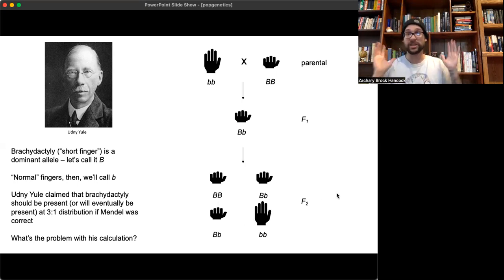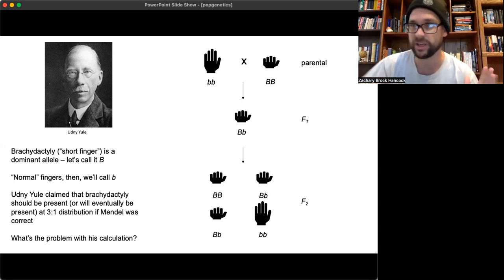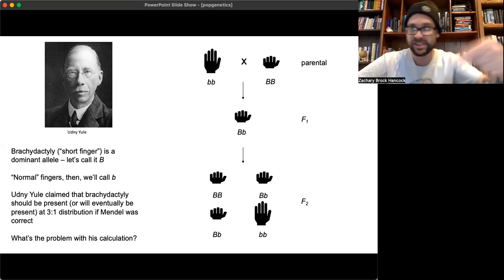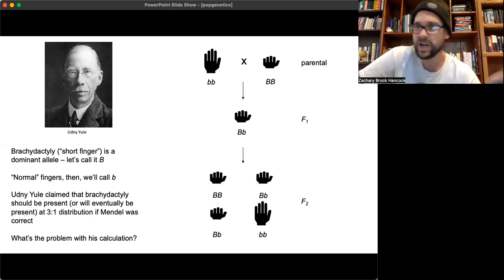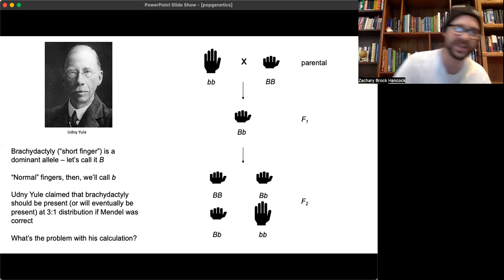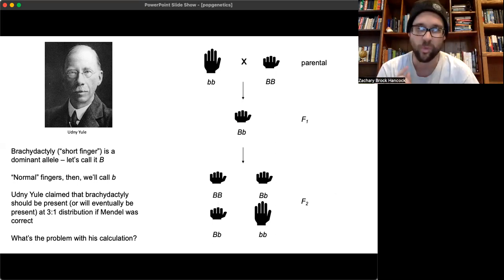So to him, he thought, okay, well, why is it then, if Mendel is right and this is the form of inheritance, why don't most people have brachydactyly, right? Why isn't that something that most of the population suffers from? So as we go forward, I want you to take a minute and think about this and see if you can figure out what's wrong with his calculation, okay?